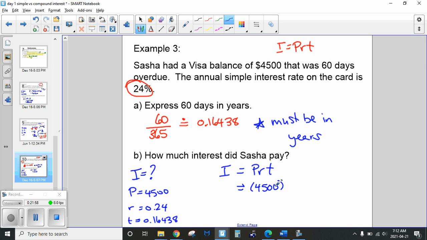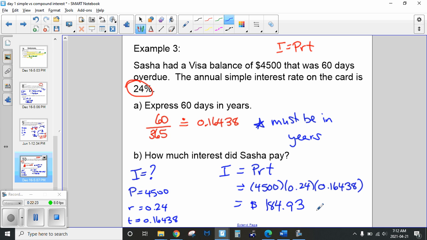Then we can just substitute the given information. 4,500 for the principal times 0.24 for the rate times 0.16438 as the time in years. Multiplying those together, my answer is $184.93.